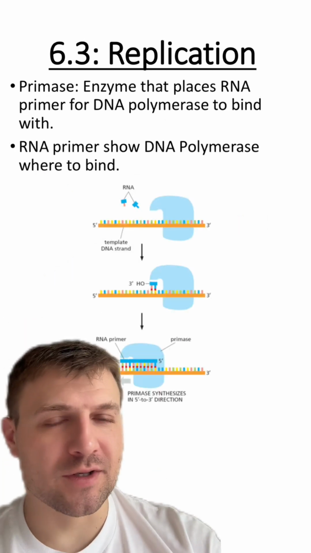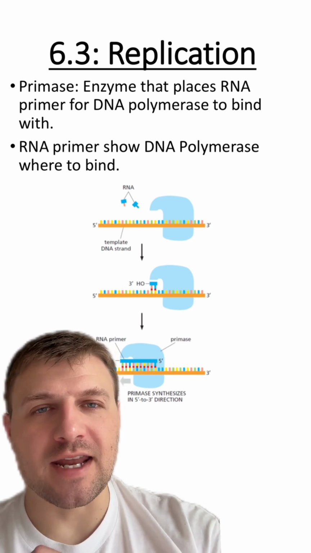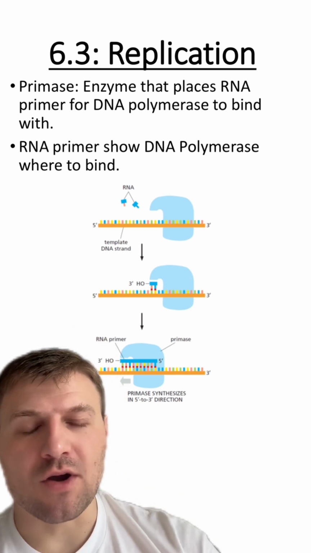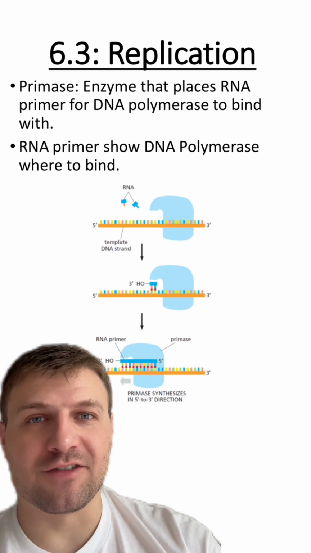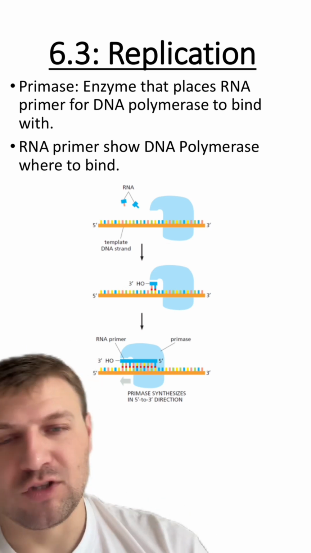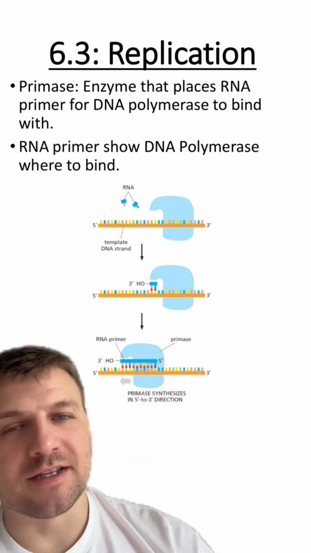Our next enzyme that's really important to remember is called primase. Primase is an enzyme that's going to place an RNA primer for DNA polymerase to bind with. This RNA primer is almost going to act like a flag to signal the DNA polymerase to bond to a certain location on the template strand of DNA. You can see here this primase enzyme adding the RNA primer to the DNA.